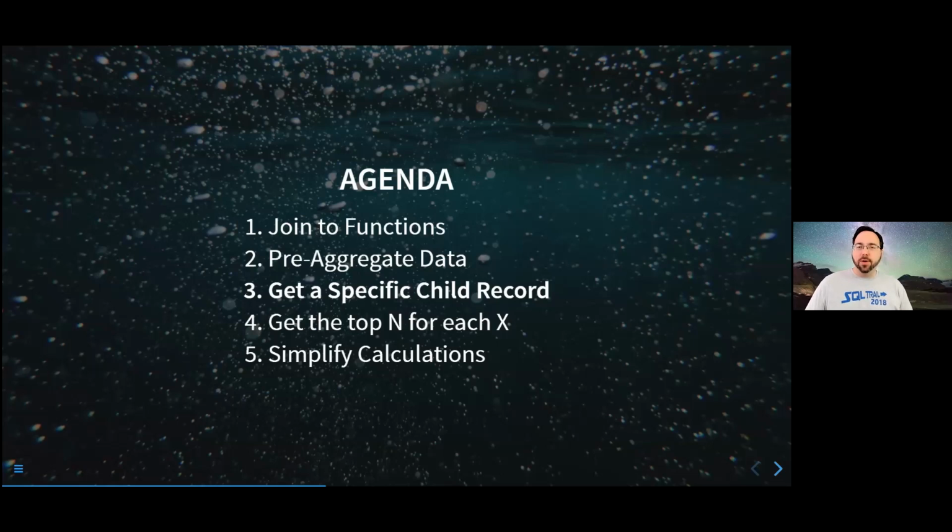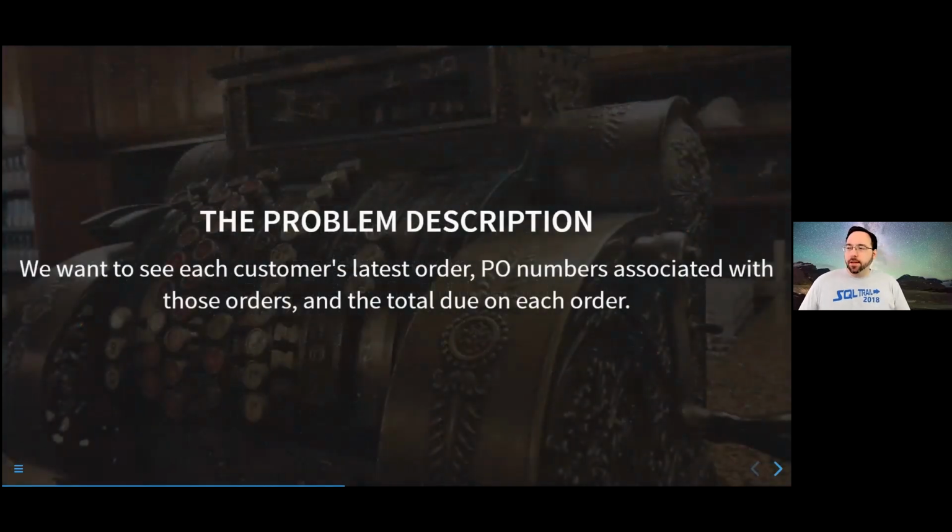specific child records. So let's say I'm going to look at some orders for people. And specifically, I want to learn about the customer's latest order, the PO number associated with each order, and the total amount due on each order. And I can do this.